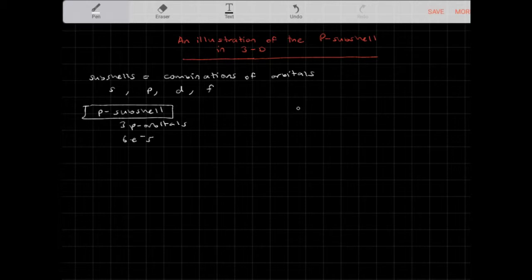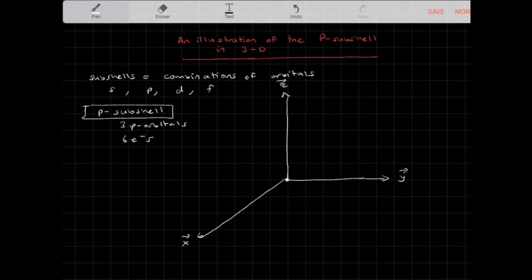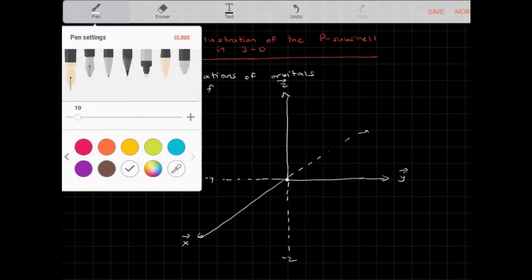I'm going to demonstrate what the P orbitals will look like, and for me to do this, I'm going to do this in 3 dimensions. So I'm going to draw out the XYZ plane, right? This is the x-axis, this is the y-axis, and this is the z-axis. Because we're looking at this in 3 dimensions, we need to look at all 3 dimensions when we're constructing this on our page, right? So this is negative x, this is negative y, this is negative z, and you would be more aware of this if you took calculus and vectors. But basically the P subshell is a combination of 3 P orbitals.